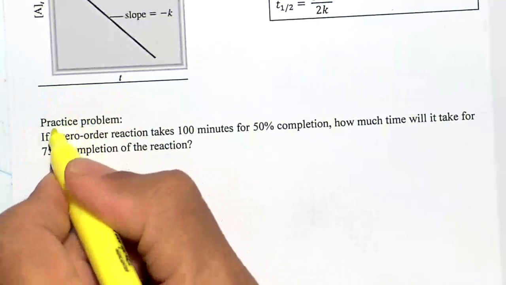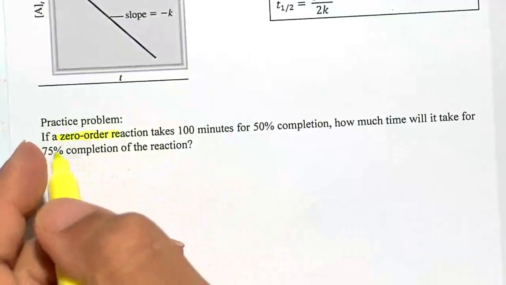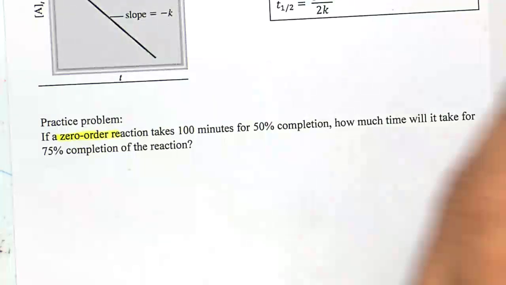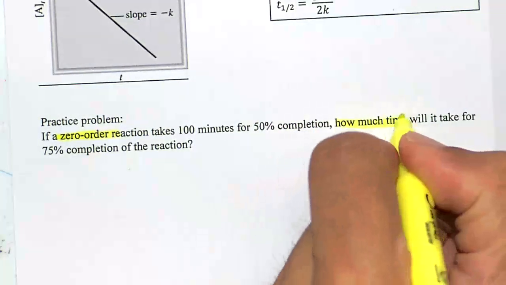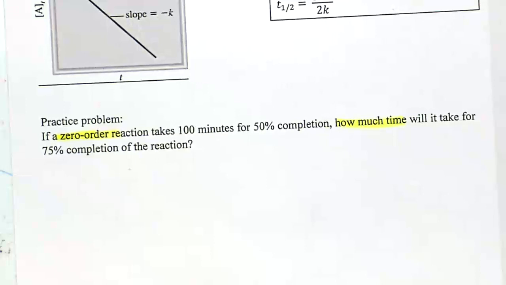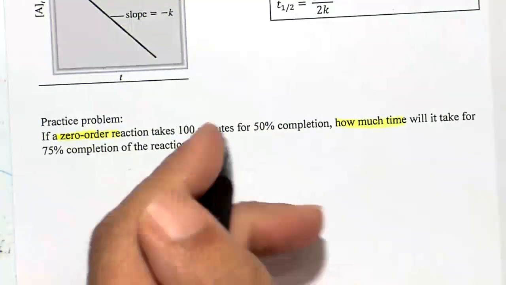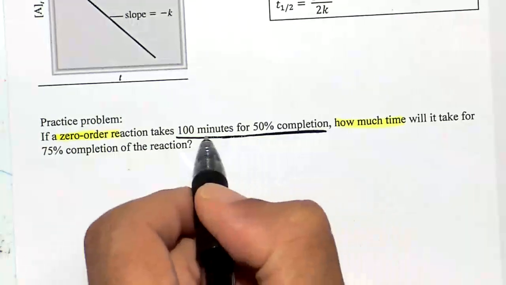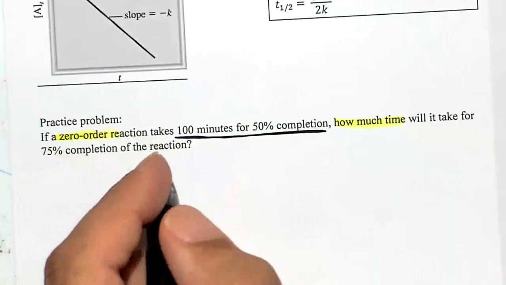If a zero order reaction takes 100 minutes for 50% completion, how much time will it take for 75% completion? So it's a zero order. What equation shall we use for zero order? All right, so what is the half-life actually for this? What's the half-life?